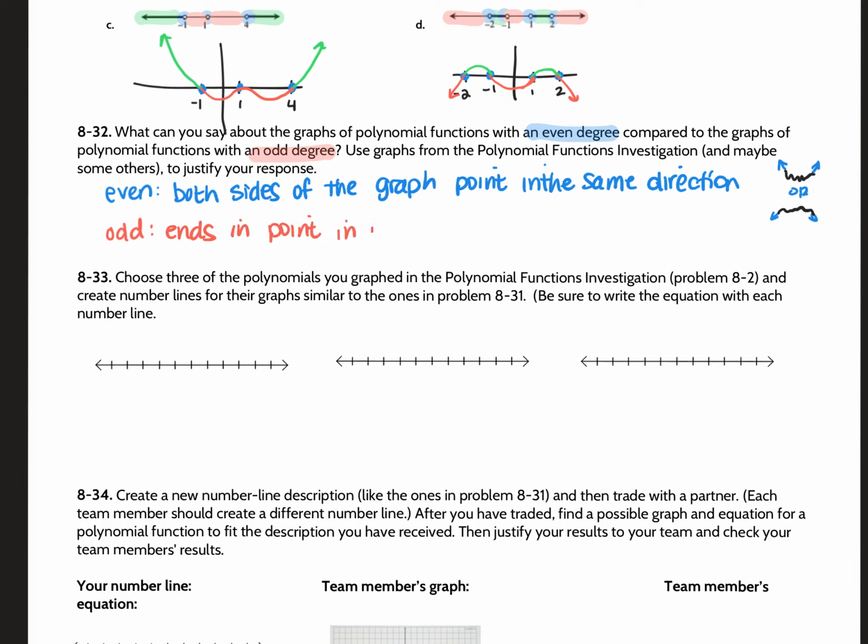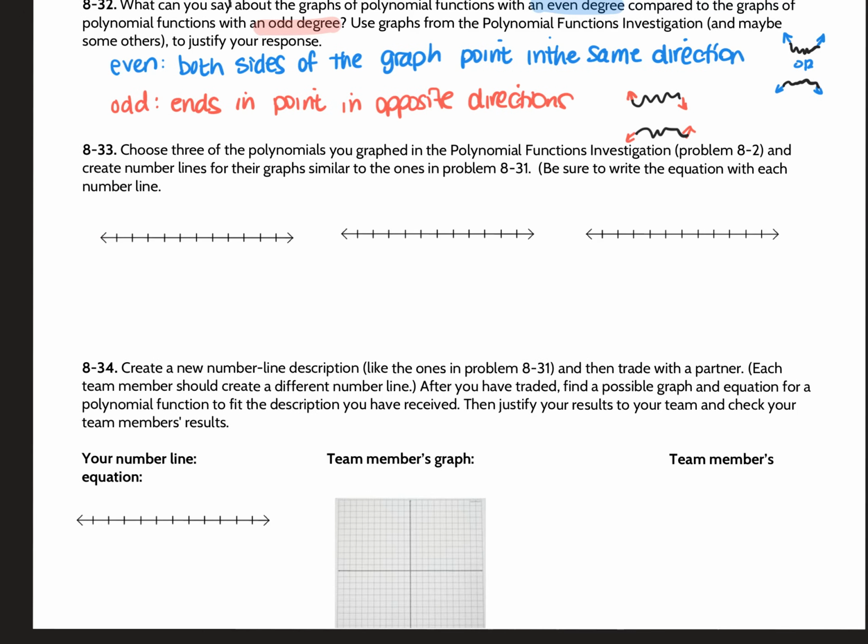Now, with odd graphs, you have that the ends point in opposite directions, meaning we'll have one side pointing up and one side pointing down. So you might have a graph where the right side points up, or the left side points up and the right side points down, or maybe the left side points down and the right side points up. And again, it doesn't matter what's happening in between, as long as we have the ends pointing in opposite directions. So pick a couple of graphs that you did in your investigation from the previous lesson and draw your number line for it.